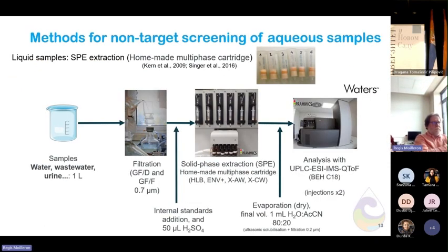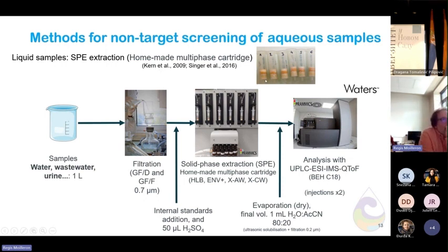On the sample preparation steps, we have developed a method a few years ago now, based on solid phase extraction on homemade multiphase cartridges. You see these cartridges here.